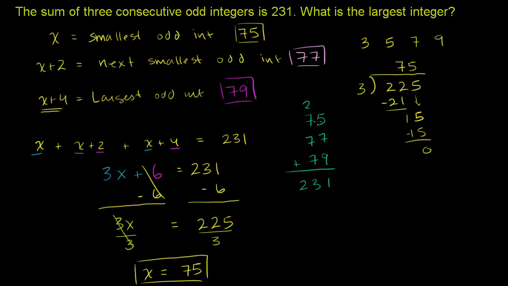So there you have it. The 3 consecutive odd integers, when you add them up, you got 231. They're consecutive and odd. They ask what's the largest. The largest is 79.